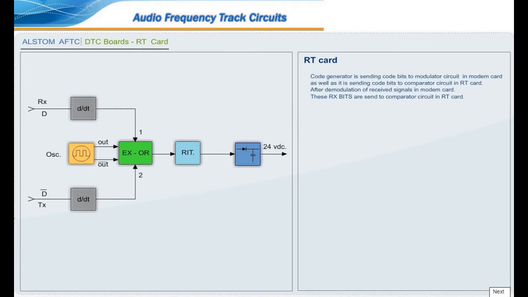Code generator is sending code bits to modulator circuit in modem card, as well as it is sending code bits to comparator circuit in RT card after demodulation of received signals in modem card. These RX bits are sent to comparator circuit in RT card. The TX bit pattern and RX bit pattern are compared at EXOR dynamic comparator, thereby generating 5 kHz signal which produces 1 second delay. The 5 kHz is converted into 20 kHz, which is going to magnetostatic relay.